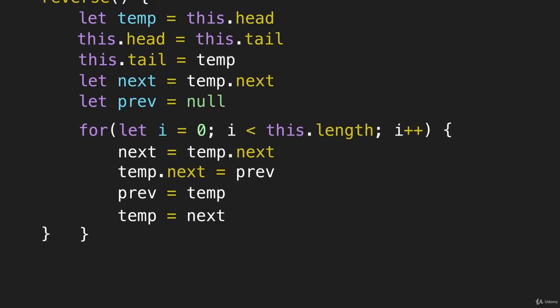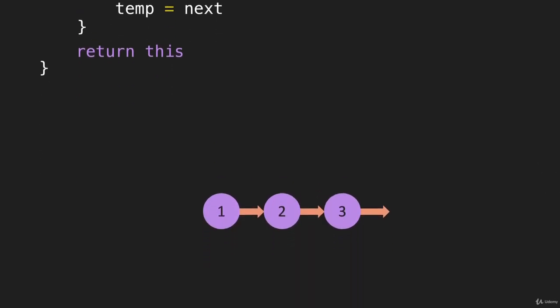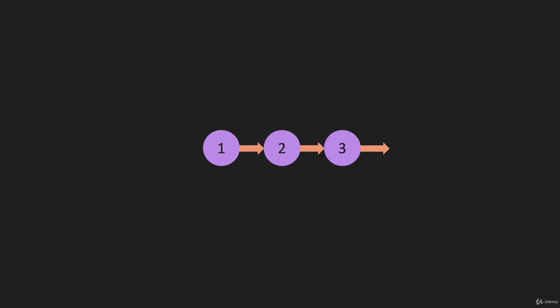So let's put this in with the rest of our code like this. And then we're going to return the entire linked list. So we'll look at this code in a second. This is going to be the linked list we create when we go over to Chrome DevTools, and then we're just going to take it and reverse it.